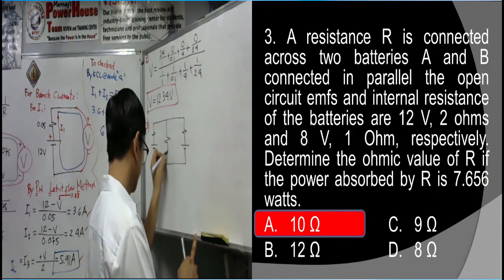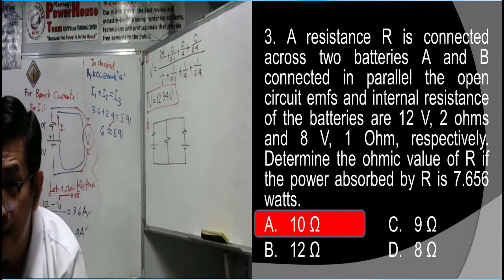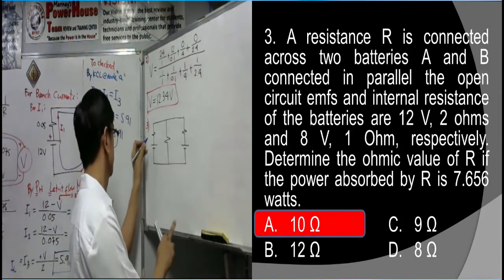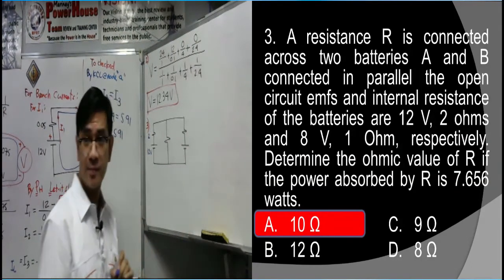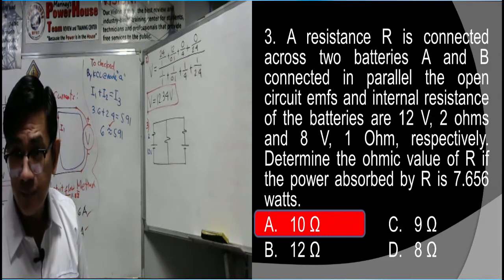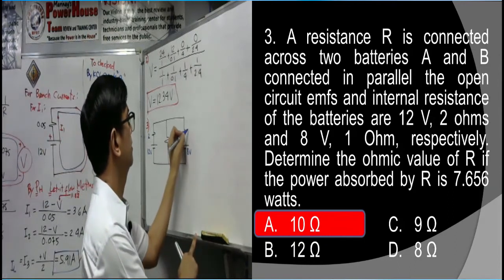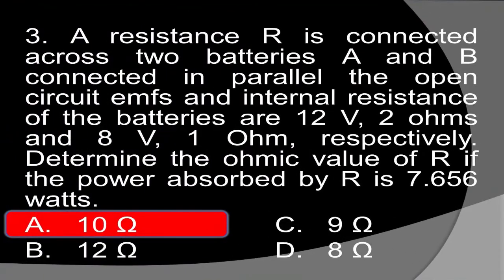Then we have a resistor here. So the two batteries: we have 12 volts with 2 ohms, and 8 volts with 1 ohm. 8 volts and 1 ohm. Okay?